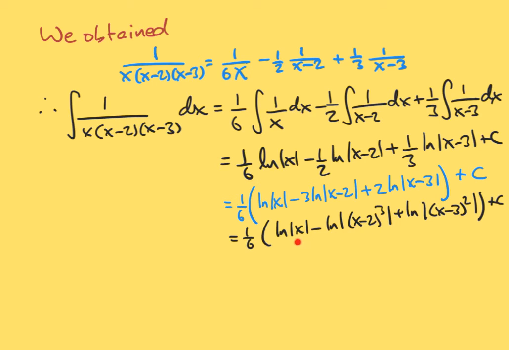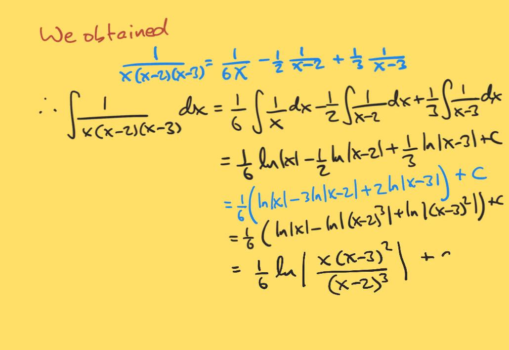Okay, so now we have the logarithm of this minus the logarithm of that, so we could just put that in the denominator, and then we're going to add the logarithm of this, so this will come in the numerator. So what we're going to obtain is 1/6 the logarithm of the modulus of x times x minus 3 squared over x minus 2 cubed. Close the modulus, add an integration constant, and that is our result for this integral.